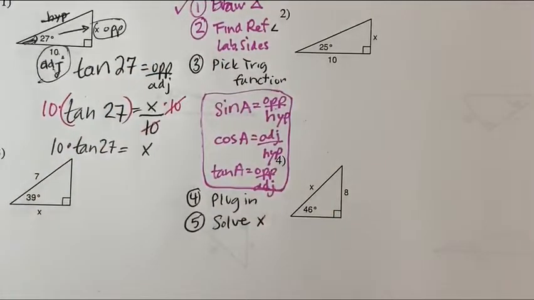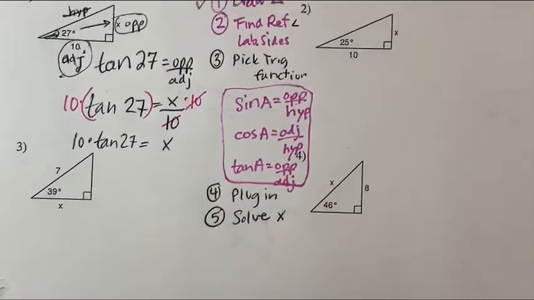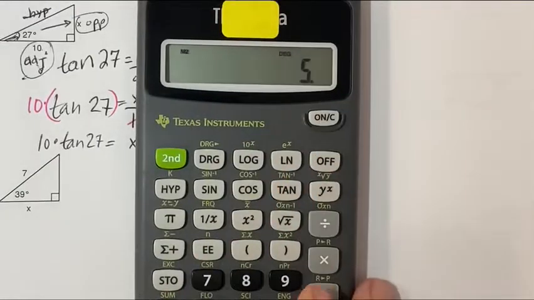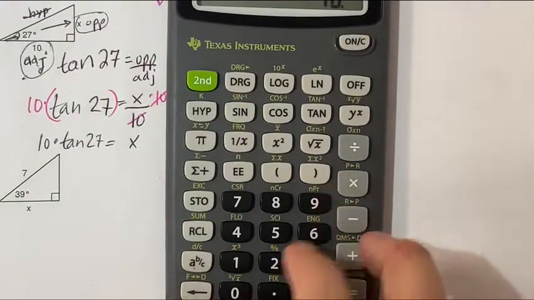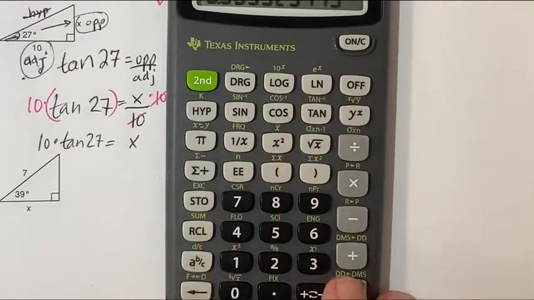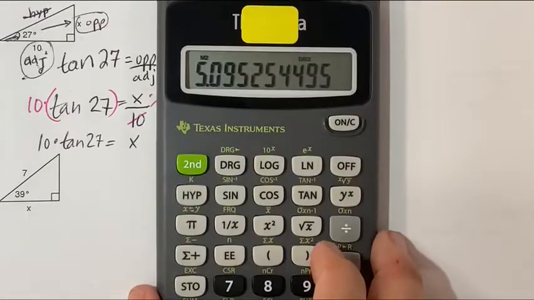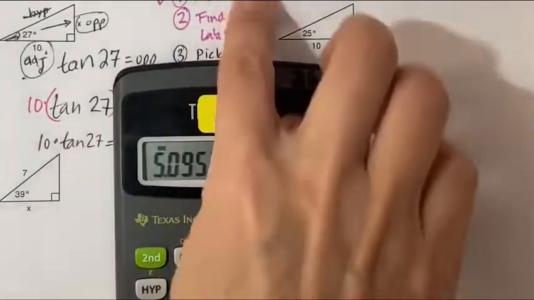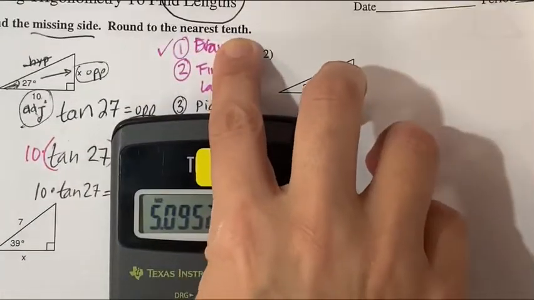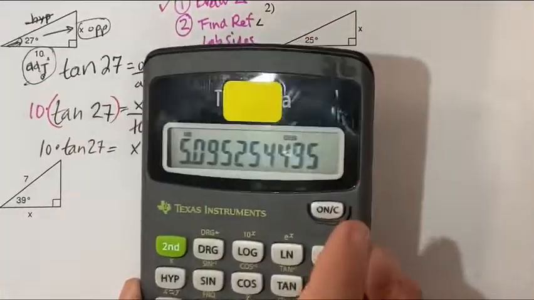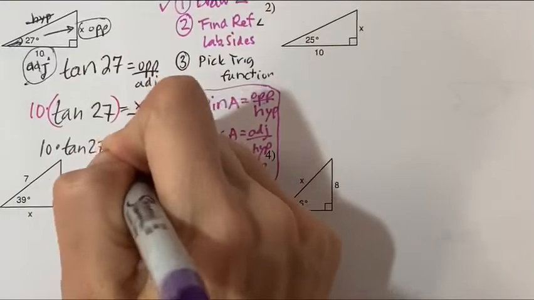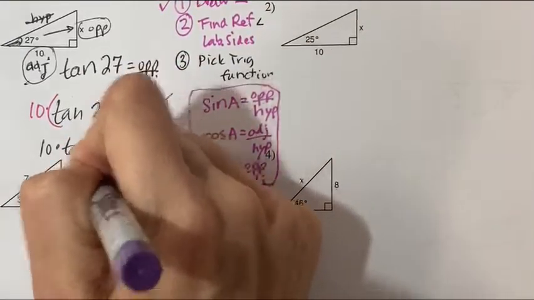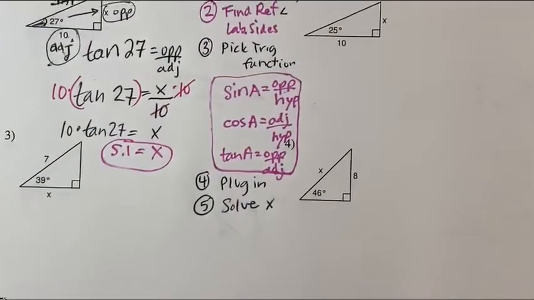Okay, so how do you type this in your calculator? 10 times 27 tangent, enter. Don't forget that enter. Okay, it said round to the nearest tenth. So that's just one number after the decimal. So 5.09 would round up to 5.1. Awesome. Let's do another.